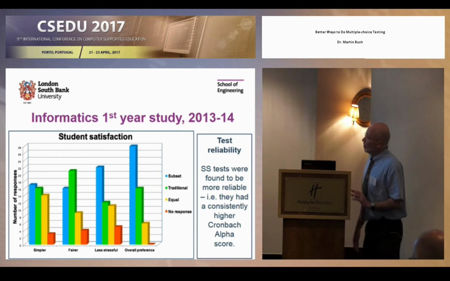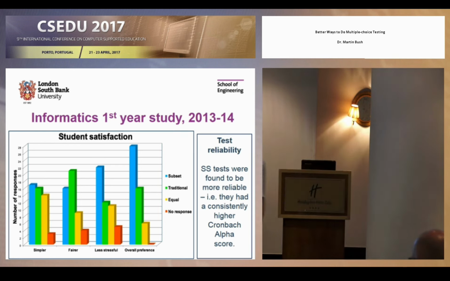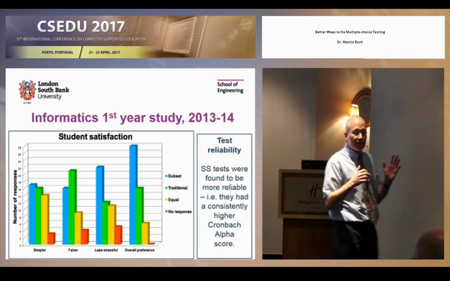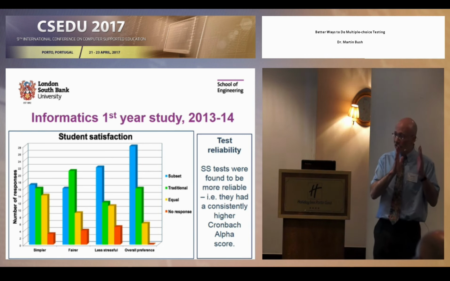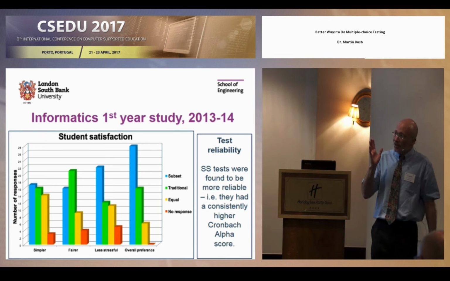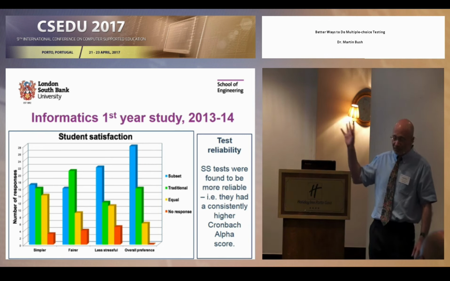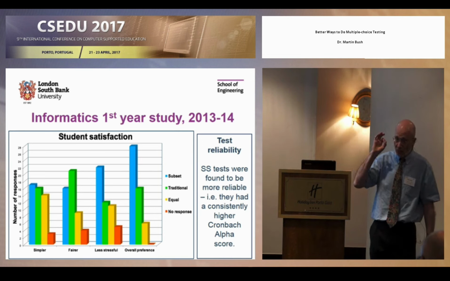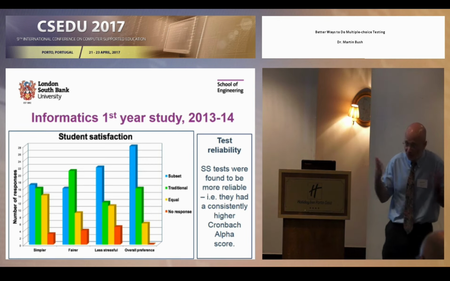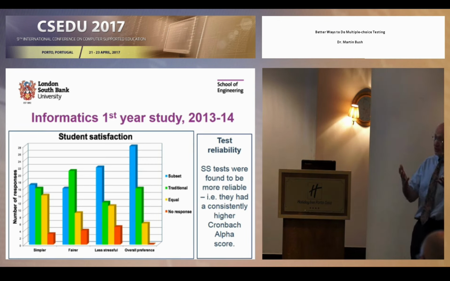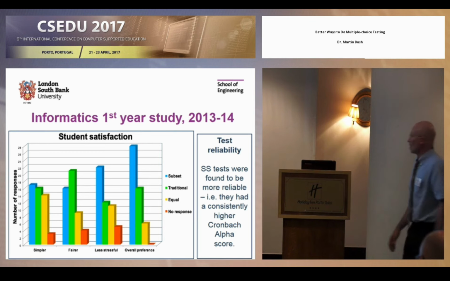And also the Cronbach alpha score was better. So in other words, that's an indication of the reliability of the tests. So that means the subset selection tests were slightly more reliable than the traditional tests, okay? Which is kind of what we're expecting because less guesswork going on.